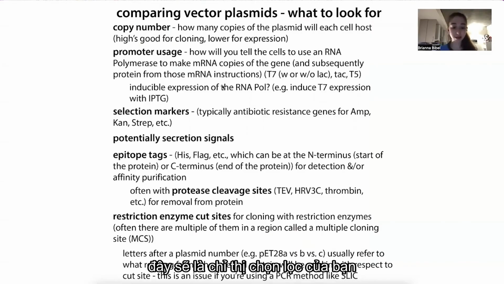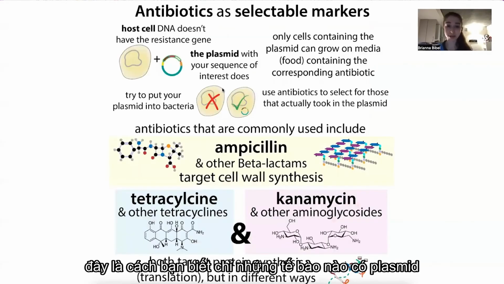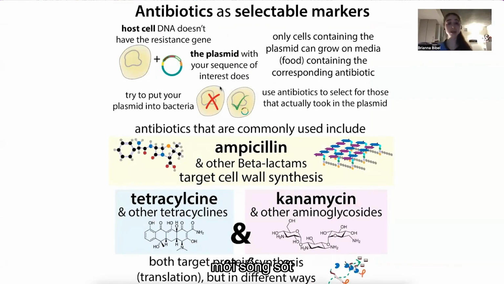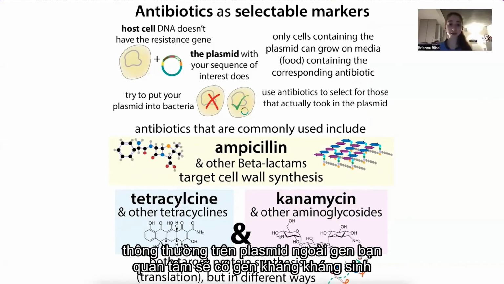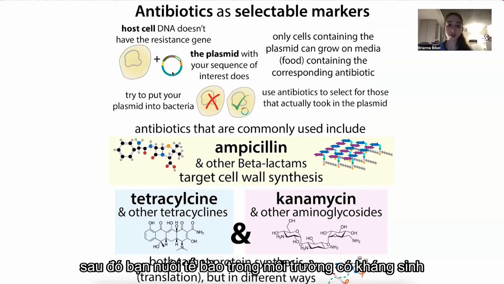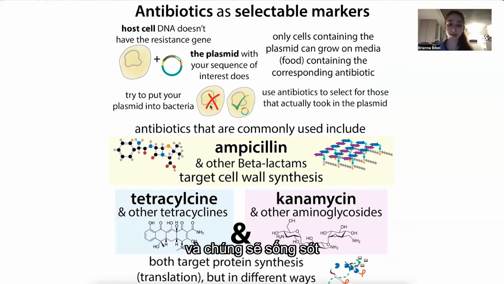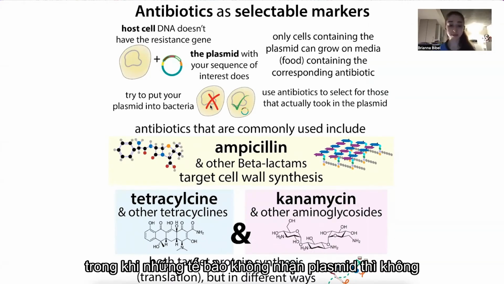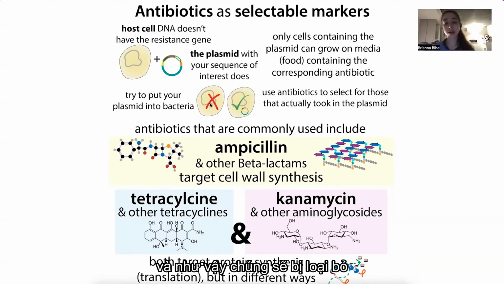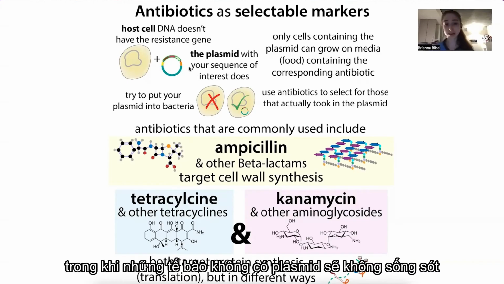So this is going to be your selection marker. This is how you only let cells that actually have your plasmid survive. Typically, you have on your plasmid, in addition to your gene, an antibiotic resistance gene. Then you grow the cells in the presence of the antibiotic, and only cells that have taken in the plasmid will have the antibiotic resistance superpower giver. And so they'll be able to survive, whereas the cells that didn't take in the plasmid won't.